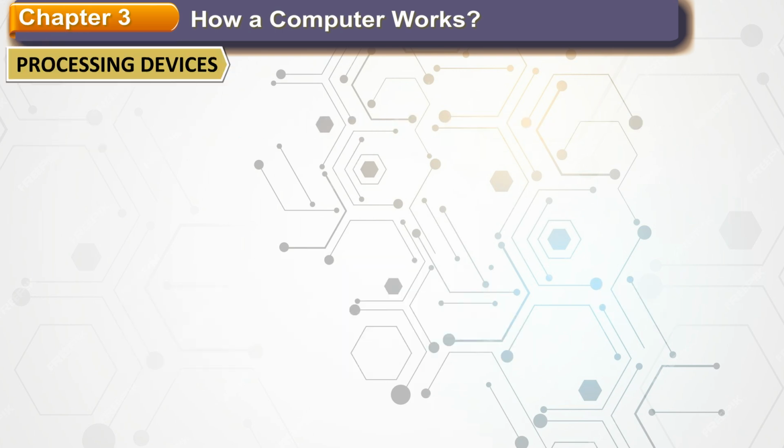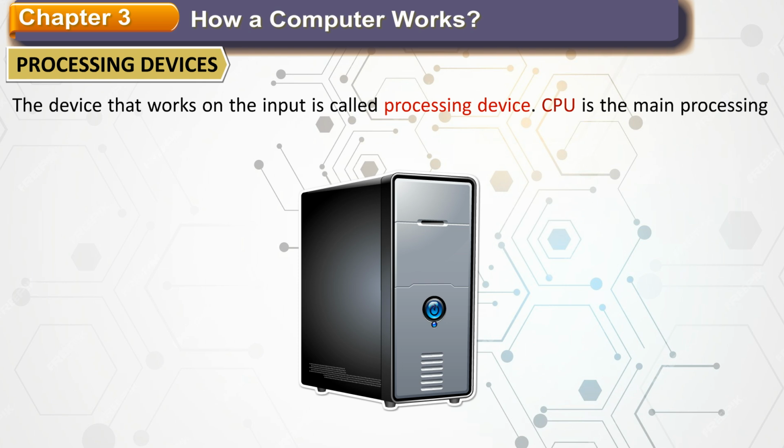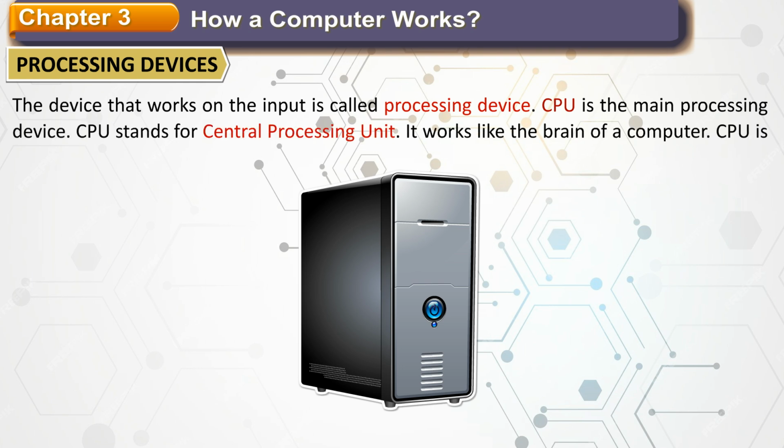Processing devices. The device that works on the input is called a processing device. CPU is the main processing device. CPU stands for Central Processing Unit. It works like the brain of a computer. CPU is fixed inside the CPU box.